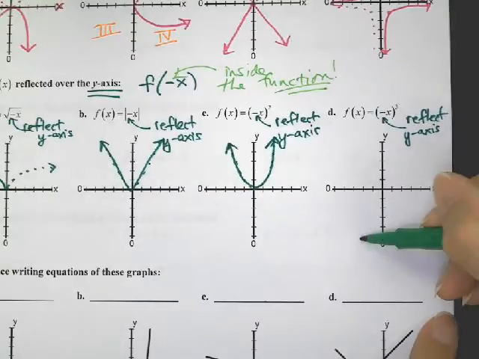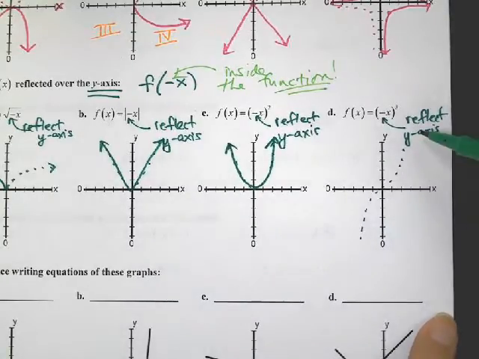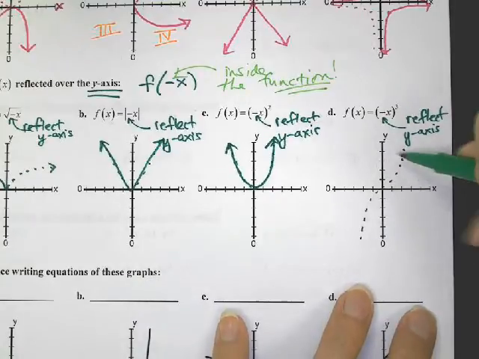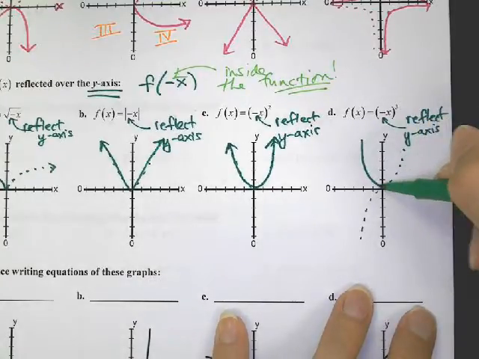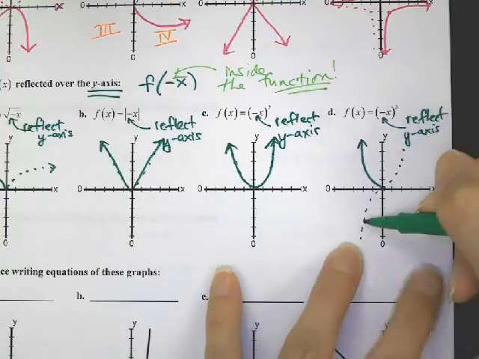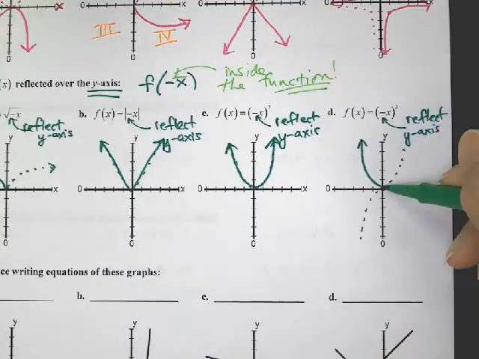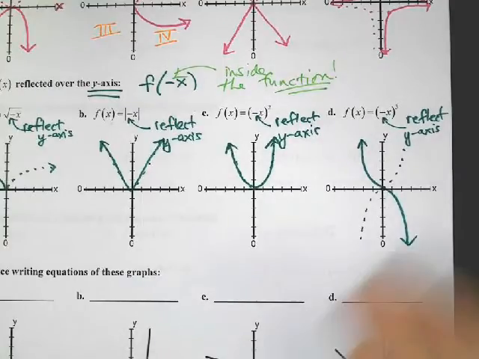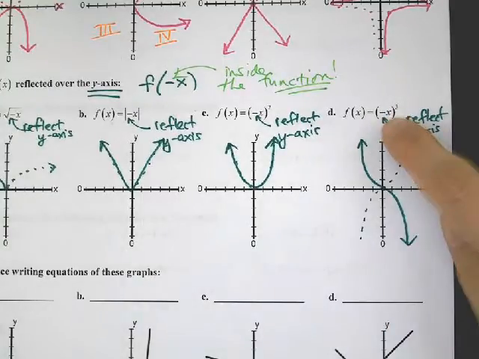A regular cubic looks like this, but I have to reflect over the y-axis. So this one is going to go over here. It's still going to pass through the origin. And this branch is going to go into quadrant 4. There's a negative over the y-axis, a reflection when it's inside.